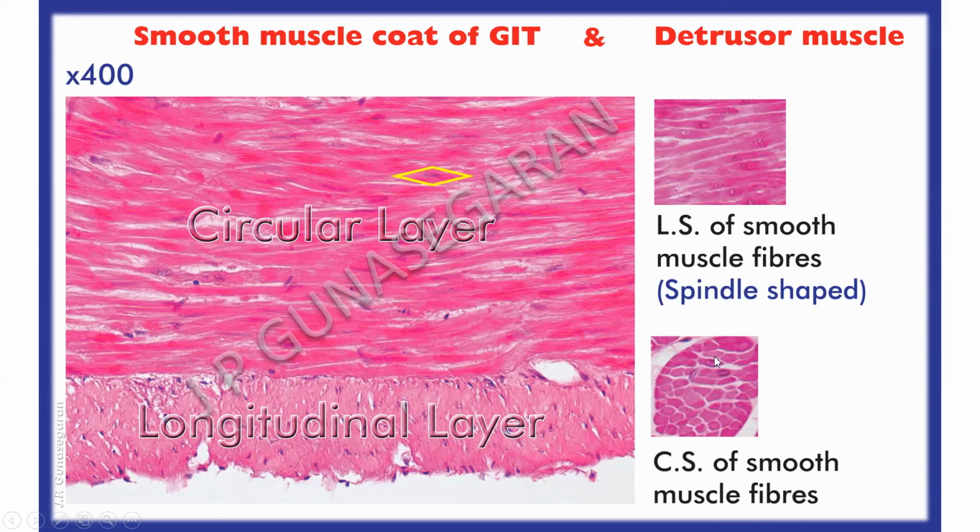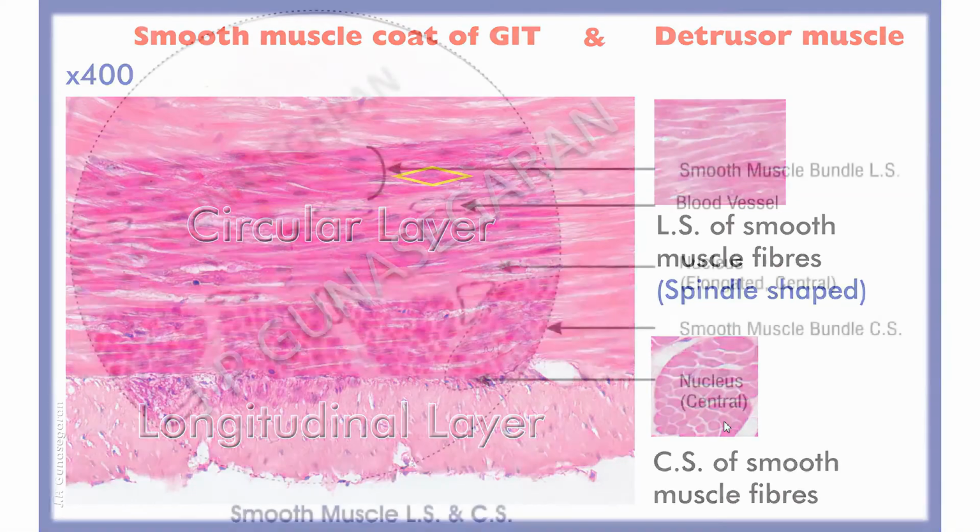Those cut through the center will have a nucleus and will be larger in size, and these small circles are cut through the periphery of the spindle shaped smooth muscle fibers.